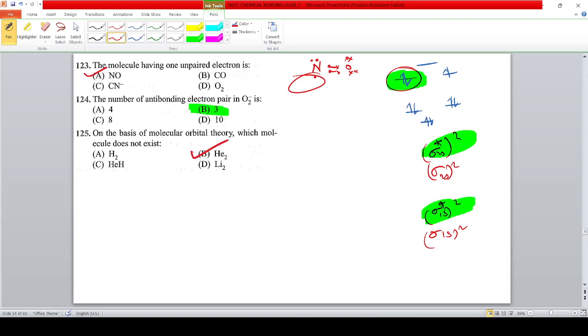125. On the basis of molecular orbital theory, which molecule does not exist? As you very well know, one inert gas will not react with another inert gas. Even you may think of, this may not exist, but I will explain you. Helium is 1s2, hydrogen is 1s1. There are 2 orbitals combined. This is sigma 1s and this is sigma star 1s. In total, there are 3 electrons. 1, 2, 3. Bond order is half into Nb minus Na. That is half, 0.5. Though it is not possible, in rare circumstances, it may be possible. But this is bond order 0. Bond order 0 does not exist. Okay?